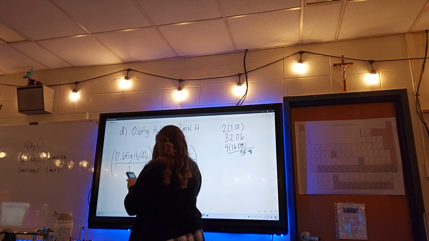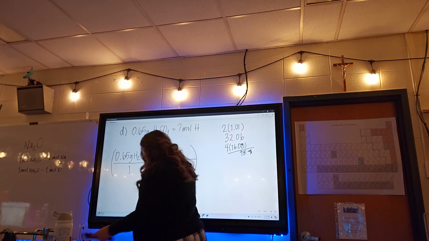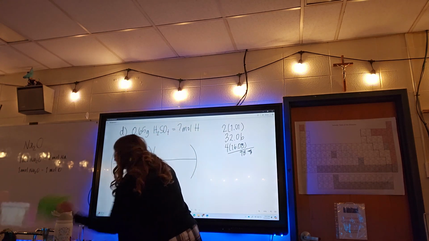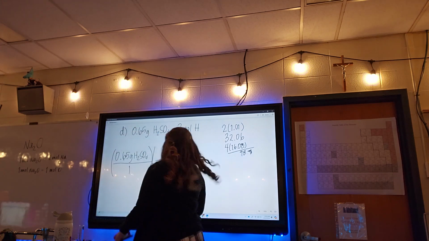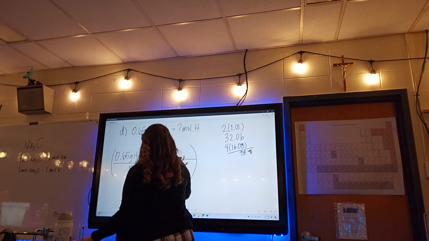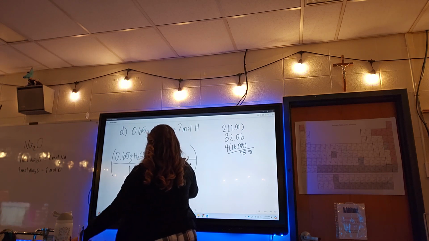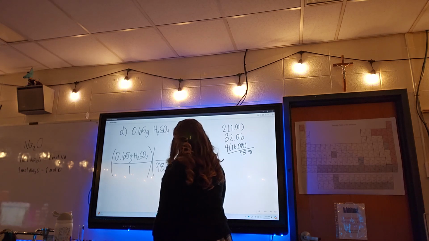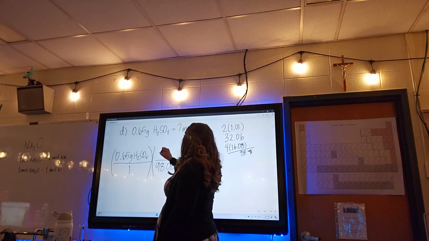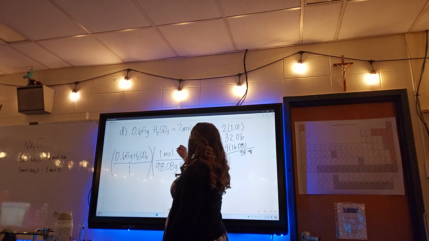How do we know that? Because it does say on your green sheet, divide by formula weight. Okay, what goes on the top of this fraction? One mole of? The whole thing. Of the whole thing.